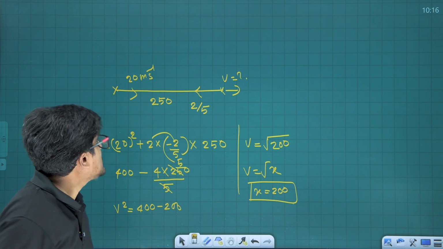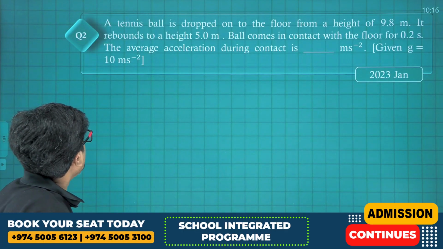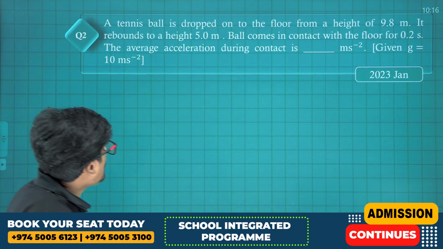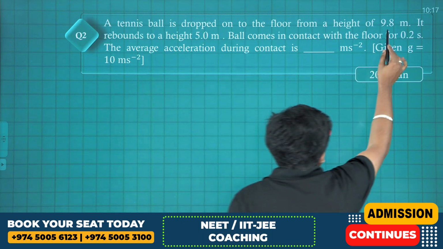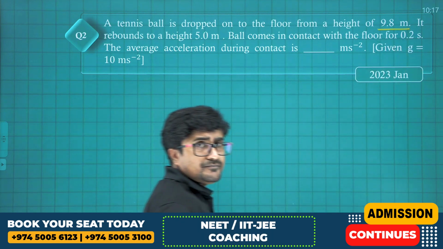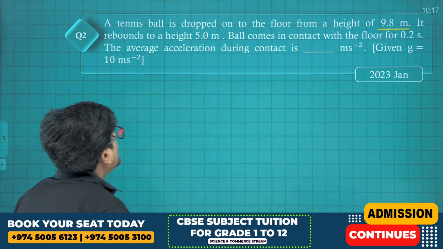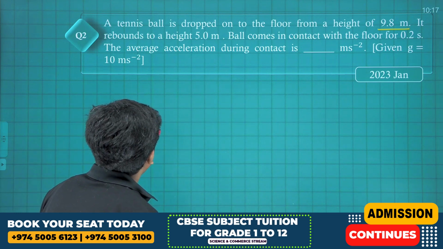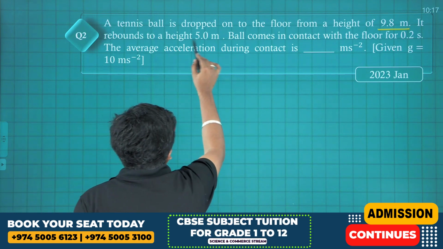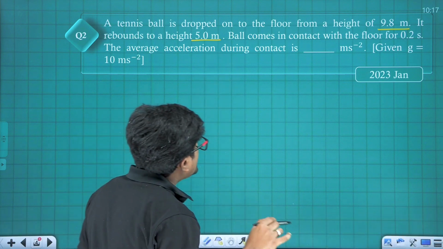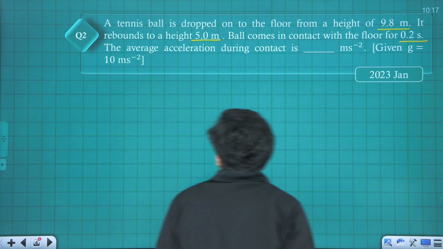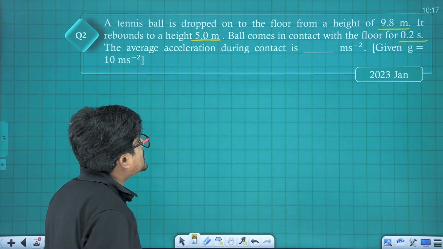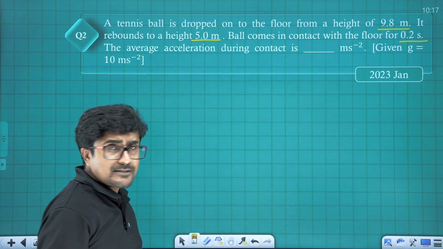Now, let us move to the next, that is question number 2. A tennis ball is dropped onto the floor from a height of 9.8 meters. If it rebounds to a height of 5 meters, and the ball is in contact with the floor for a time duration of 0.2 second, the average acceleration during the contact is.